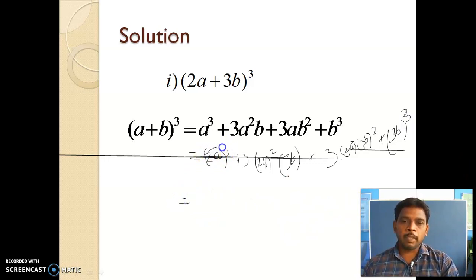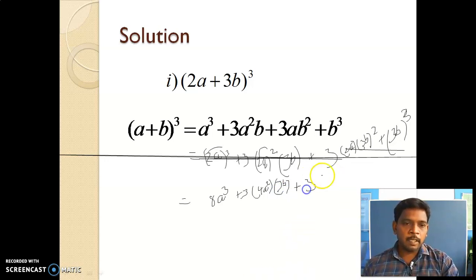Now apply the cube here. (2a) whole cube: 2 cube means 8, and with variable a, so 8a cube, plus 3 into, here square is there, 2 square is 4, and variable a, so 4a square into 3b, plus similarly 3 into 2a and the square for this term, so 3 square means 9 and variable b, so 9b square, plus 3 cube means 27b cube.